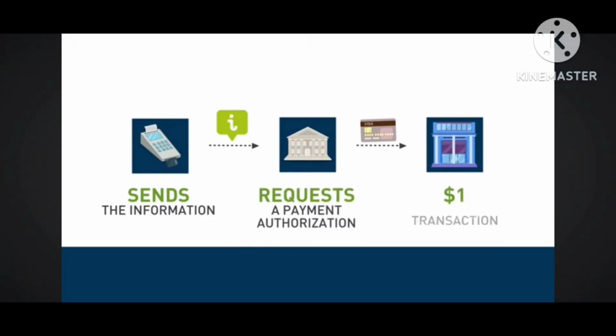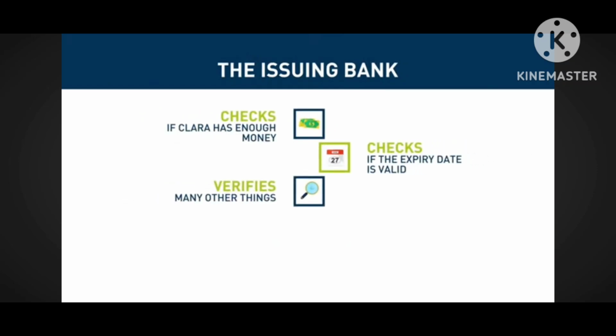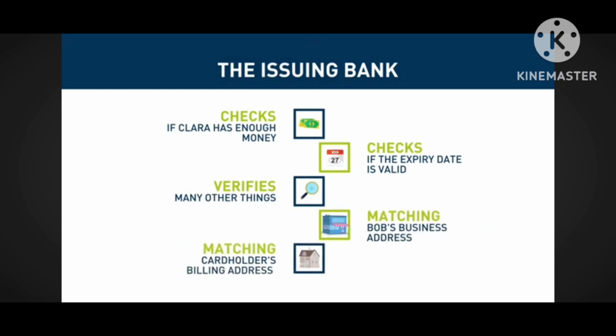The acquirer sends the details to the issuing bank via the credit card network, let's say Visa, and requests a payment authorization for a $1 transaction from the issuing bank. The issuing bank checks if Clara has enough money, checks if the expiry date is valid, and verifies many other things, including matching Bob's business address and the cardholder's billing address.